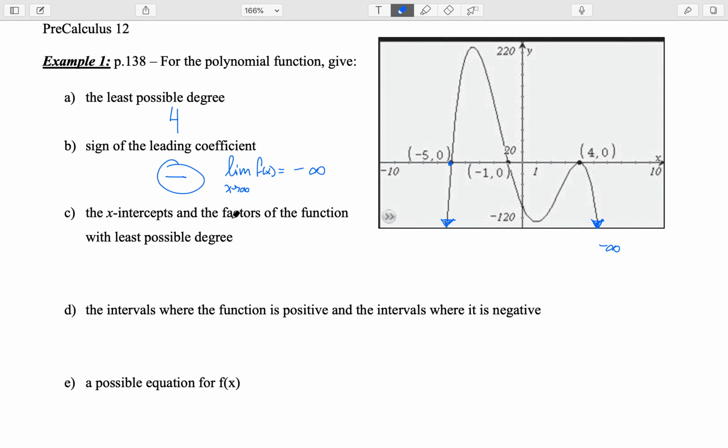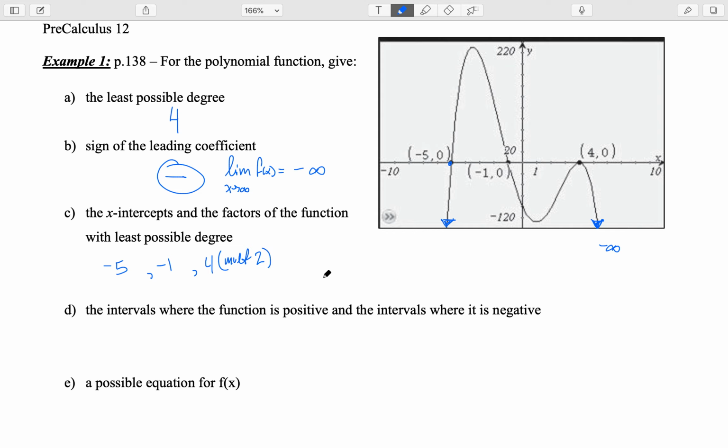So the x-intercepts and the factors with the least possible multiplicity. x equal to negative 5. This is a multiplicity of 1, right? x equal to negative 1. That's also a multiplicity of 1. It's not changing concavity. Careful, we don't know the word concavity, but it is crossing over. This one is multiplicity of 2. I know that. And so positive 4, it's a multiplicity of 2. So it's a double root. I can tell from the shape.